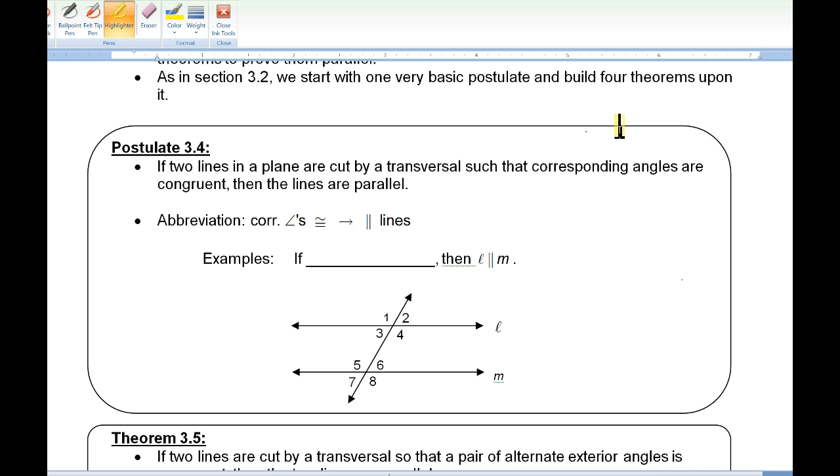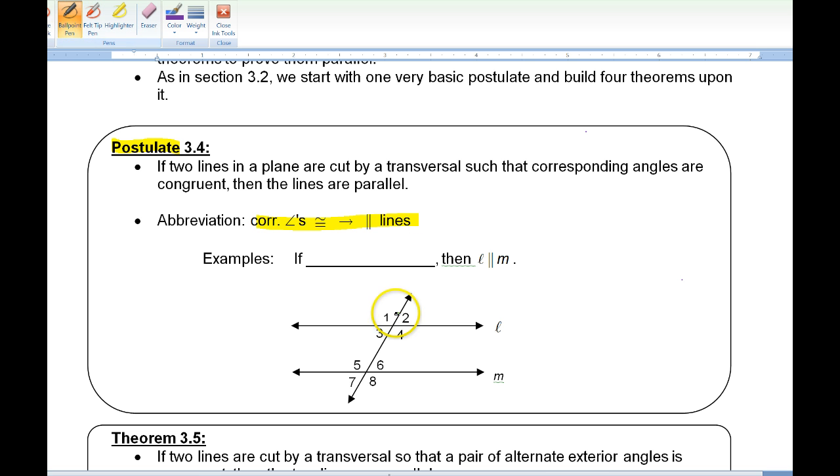So the first one we're going to look at is a postulate. Recall that a postulate does not need to be proven. We're going to accept this one to be true, and then we can use this postulate to prove future theorems. This one has to do with corresponding angles. If corresponding angles are congruent, that's going to imply that we have parallel lines.